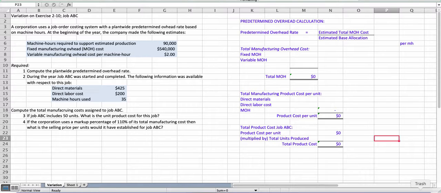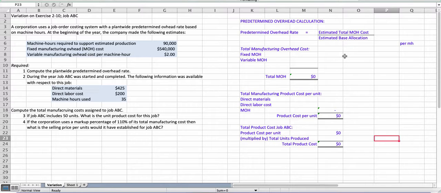So what I've gone ahead and done is taken that information and changed it. So I've given you a variation of that particular problem. So we have machine hours, 90,000, fixed manufacturing overhead cost, variable manufacturing overhead cost per hour. So let's look at what's required. Compute the plant-wide predetermined overhead rate. Okay, so where should we start?